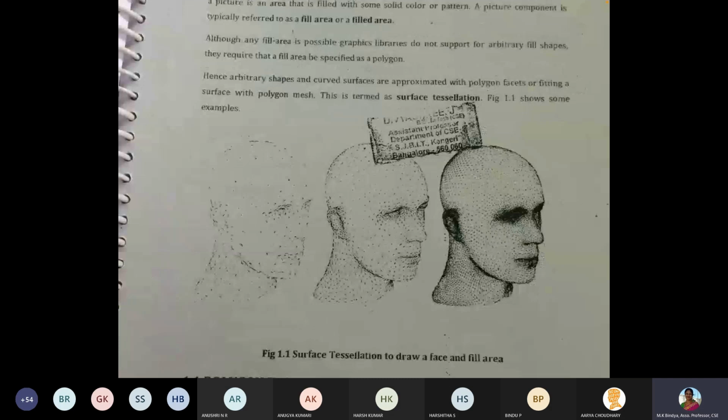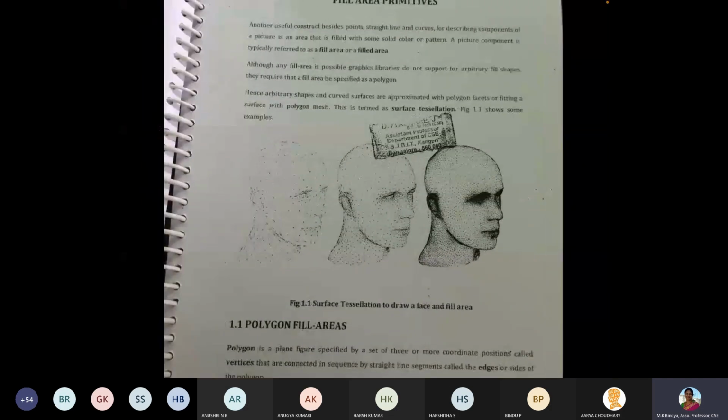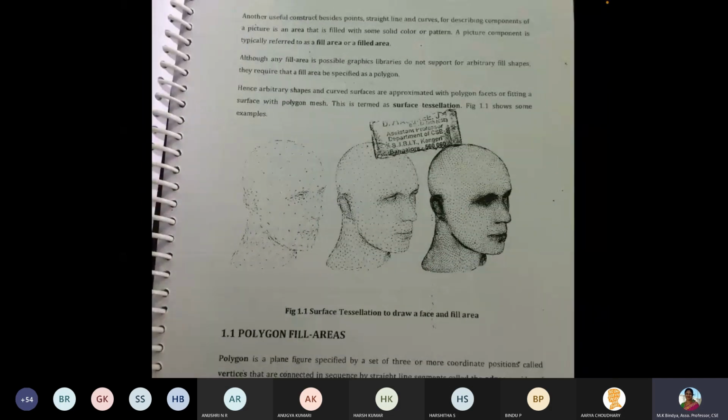What exactly is a polygon? You can see that in the first diagram you also have polygons. In the second diagram, a larger number of small polygons have been filled, and again for the third diagram also. So everything you are seeing here is called a polygon. That means this is filled with a polygon mesh.